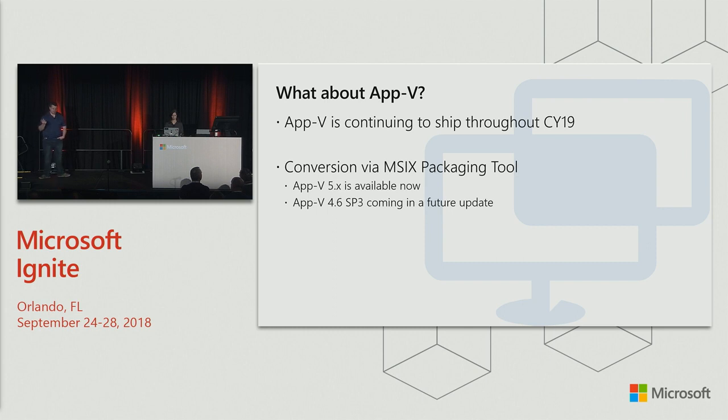So the next thing that always comes up that I really wanted to address in this session is, what about AppV? AppV isn't going away. Obviously, we'll eventually want AppV to migrate into MSIX, and our tools all allow you to do that. But AppV will continue to ship throughout calendar year 19. It'll probably ship beyond. Right now, we're just planning through calendar year 19. So it hasn't been set to deprecate yet. It's still there in the client. You can still happily use it. You can convert via the MSIX packaging tool. If you're using AppV5, that functionality is available today in our preview. If you're using AppV 4.6 SP3, we don't have support for that in our tool quite yet. That's coming in a future update.